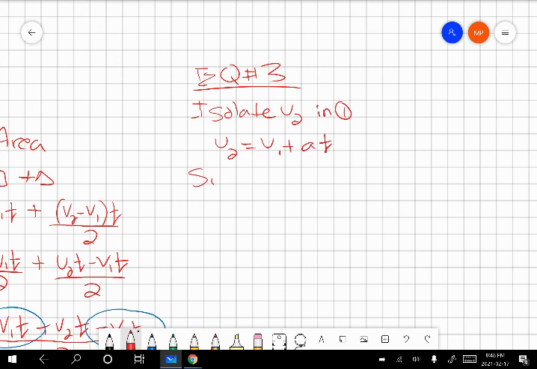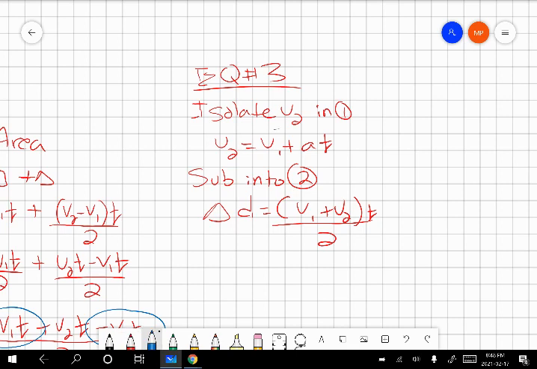And then you just have to sub into equation 2. Equation 2, we just derived, is delta D equals v1 plus v2 in brackets times time, all divided by 2. So what we're going to do is we're going to take this stuff here. I don't like that auto circle. I wish I could turn it off. And substitute it in for v2 down here. If v2 is equal to all that, I should be able to put it in for that.